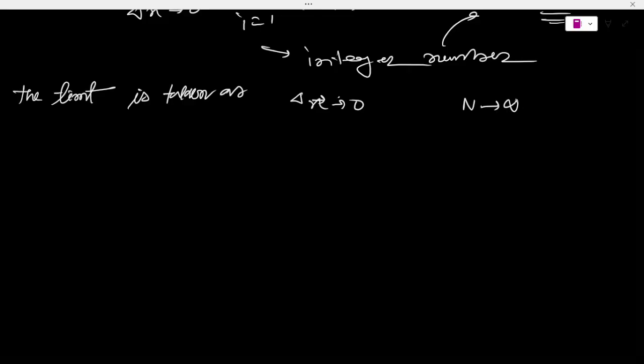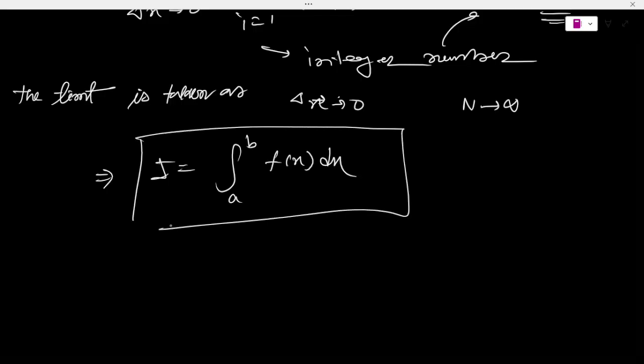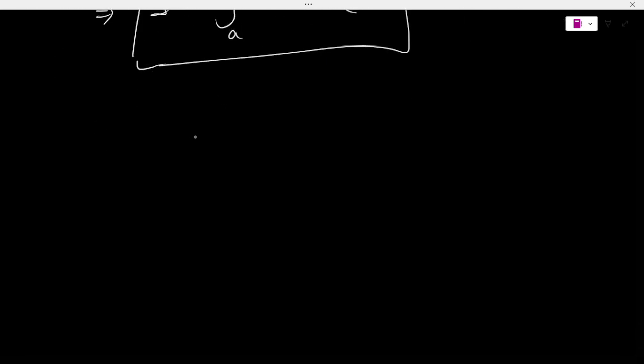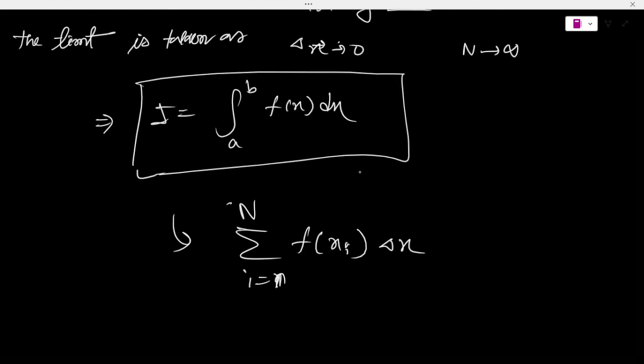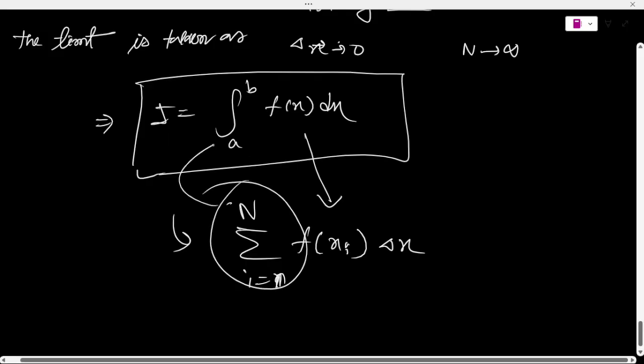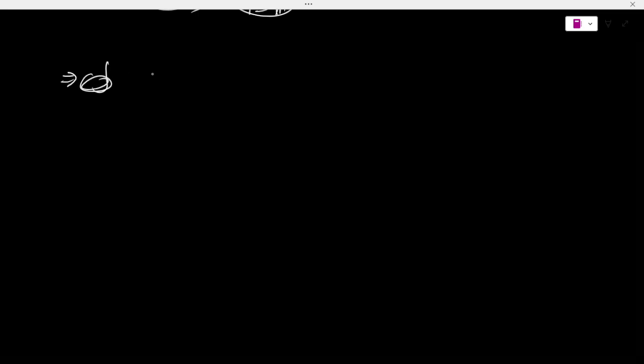So in mathematics we can say the quantity is represented as I equal to the integration of a to b of f of x dx. You can relate it to the summation of i equal to 1 to n of f of xi del x, and this summation also represents the integration. So simply you can write I is equal to the integration from lower limit a to upper limit b of f of x dx. Clear?